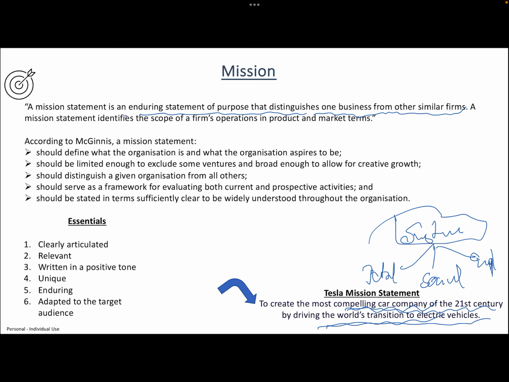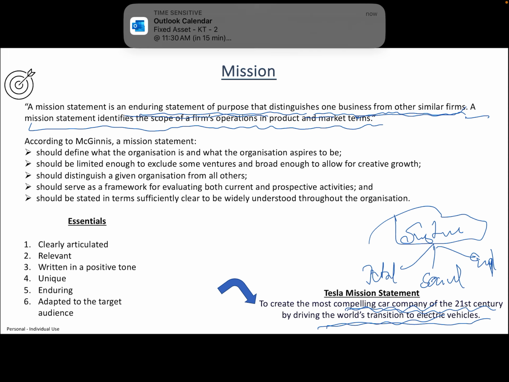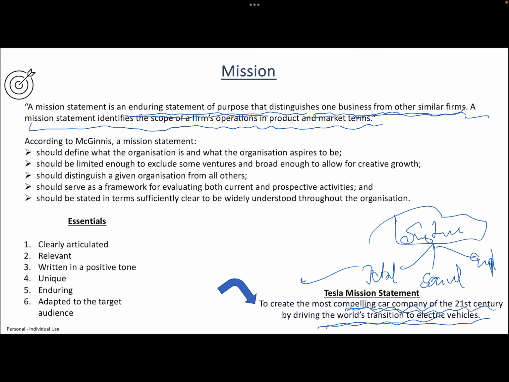A mission statement is an enduring statement of purpose that distinguishes one business from other similar firms. A mission statement identifies the scope of a firm's operation in product and market terms. Very clear, right? What is the market for Tesla? Tesla is saying they are getting into car manufacturing, and especially that too in the electric vehicle market. They are not targeting non-electric vehicle markets. Okay.